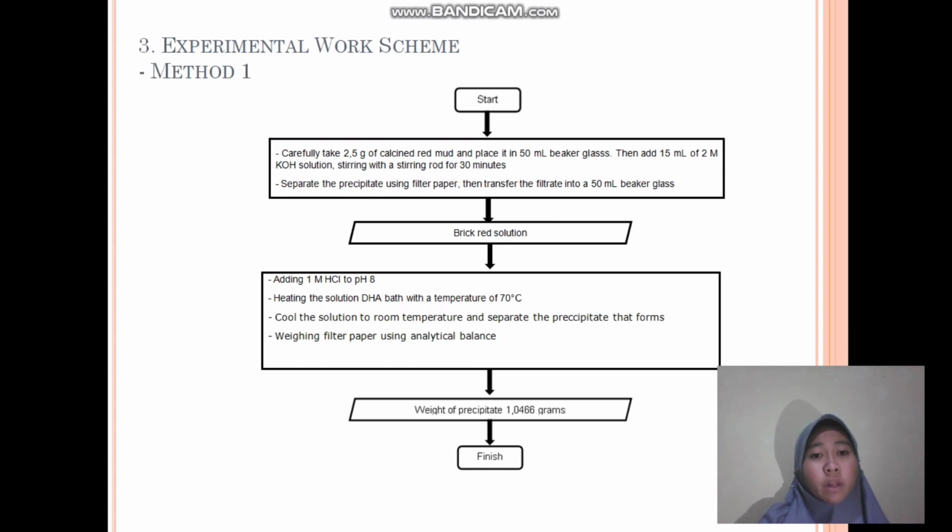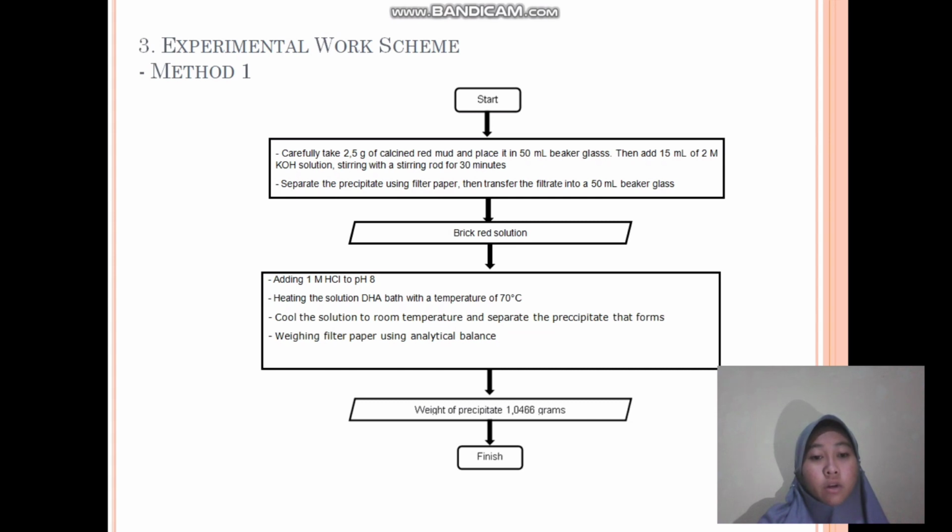The next experimental works came. Method 1. Carefully take 2.5 grams of red mud and place it in a 40 milliliter beaker glass. Add 15 milliliters of 2 M KOH solution, stirring with a stirring rod for some minutes. Spread the precipitate on filter paper, then transfer the filtrate to a 50 milliliter beaker glass.